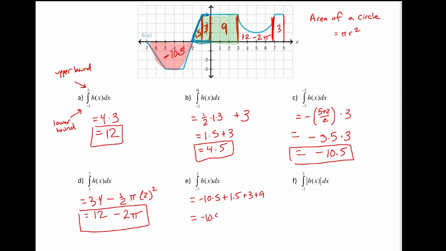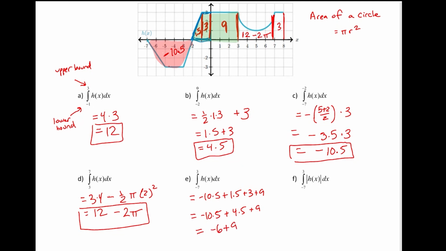So we have negative 10.5 plus, that would be 4.5, and 9. Negative 10.5 plus 4.5 is going to be negative 6, and negative 6 plus 9 is 3.